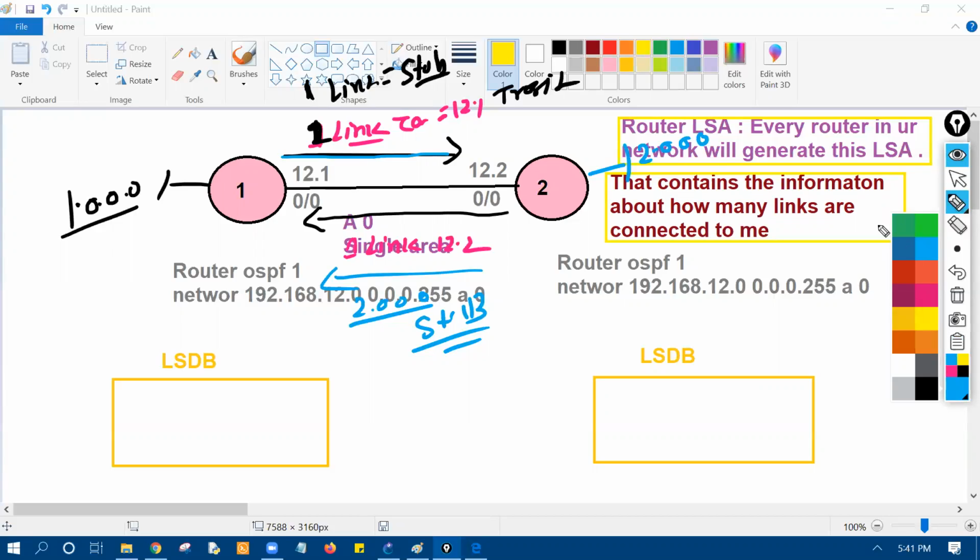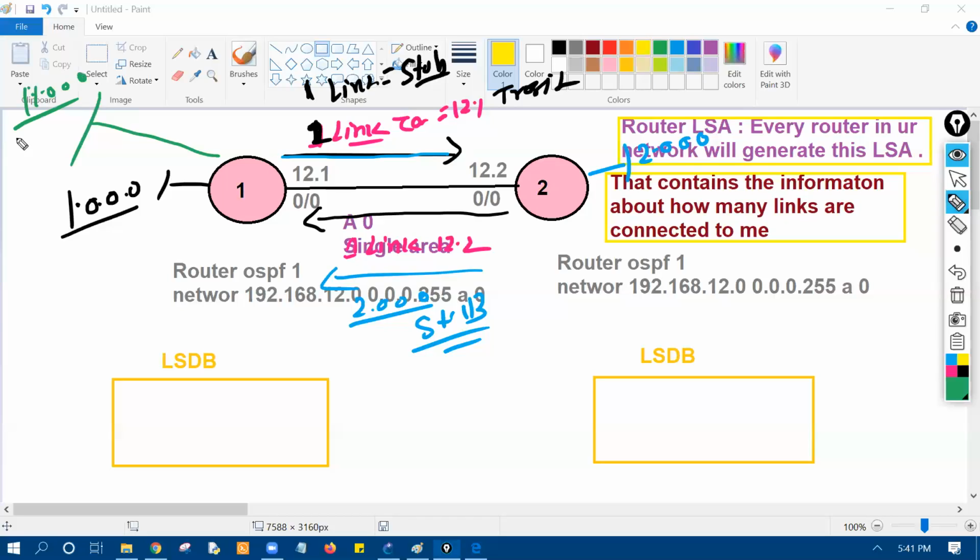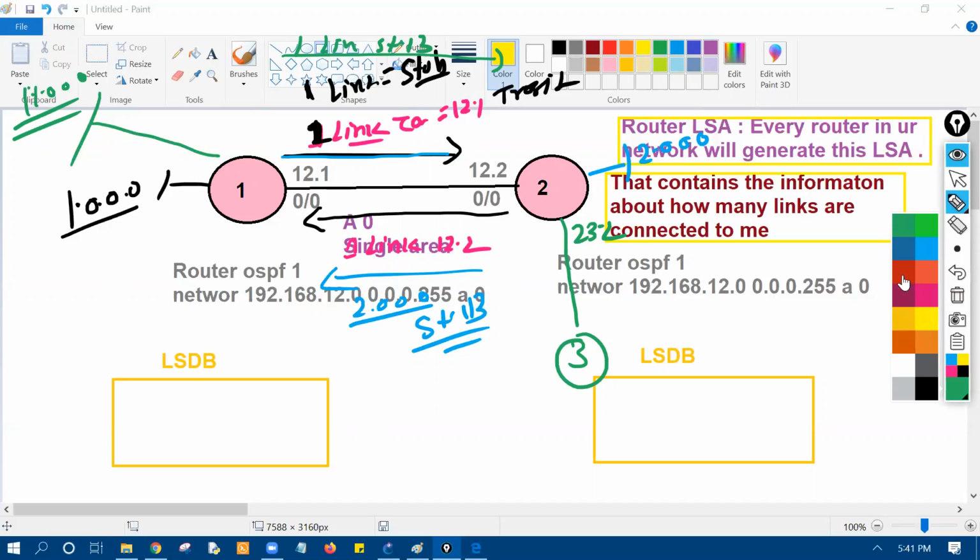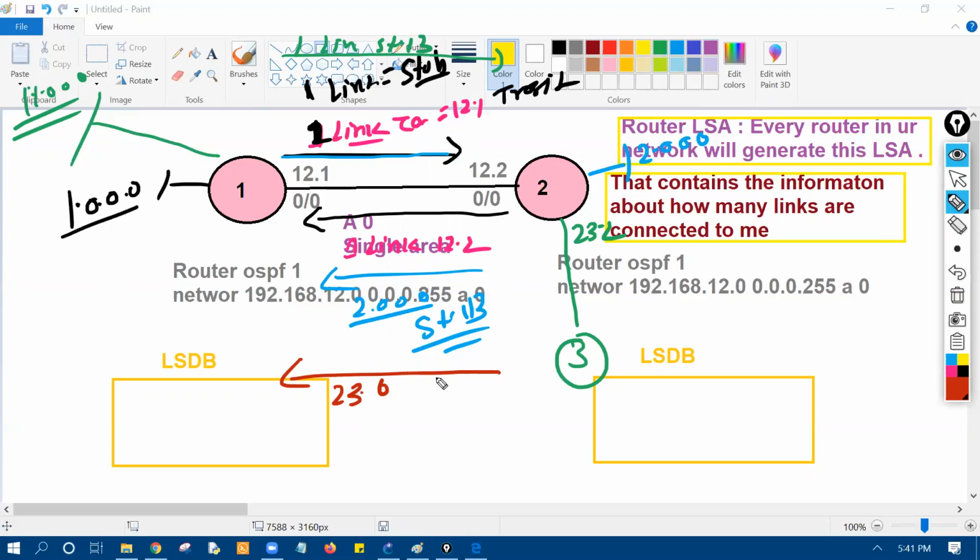In future, what happens if another link is added? R1 is going to share the other information with R2. Hey, I have another link that is again a stub network. That's my loopback. Just take it that R2 has connectivity with R3, right? This is 23.2. So what is R2 going to do? R2 is again going to inform R1, hey R1, I have another link connected, that's 23.0, right? That's the connectivity with the transit network. Why am I saying that? Because this is the transit network, right? This is the transit interface. Loopback is a stub network.